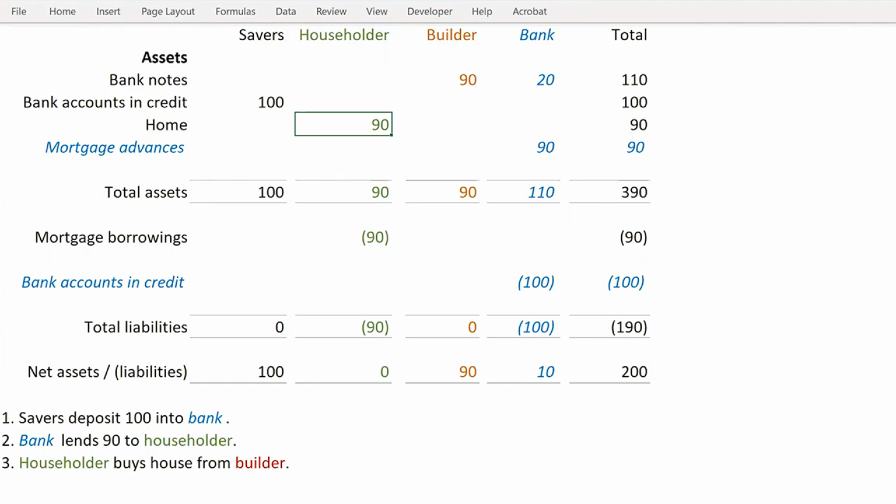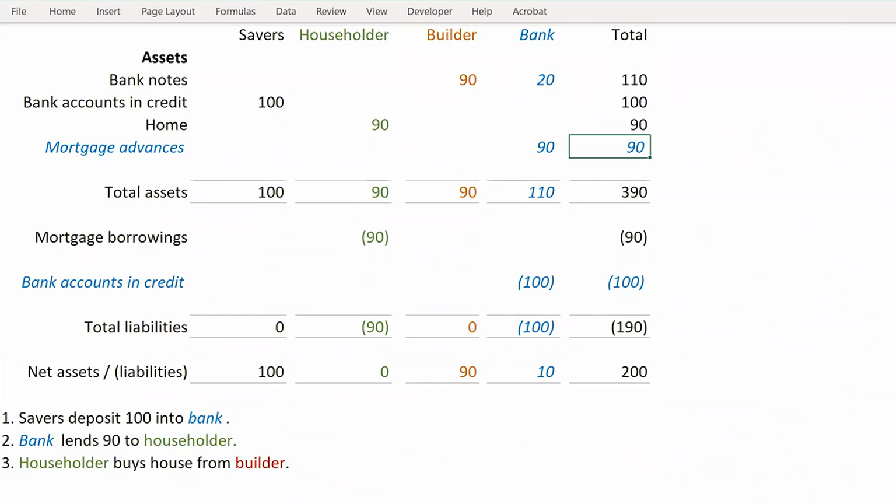So the total cash in the economy is still 110, but there are bank accounts in credit held by the savers of 100. A useful asset, a home, has been built worth 90, and the bank has got an asset which is its loan, its advance made to the householder, and the householder owes that back.